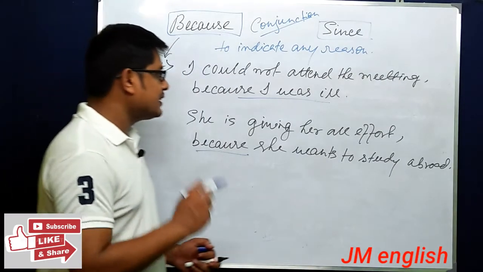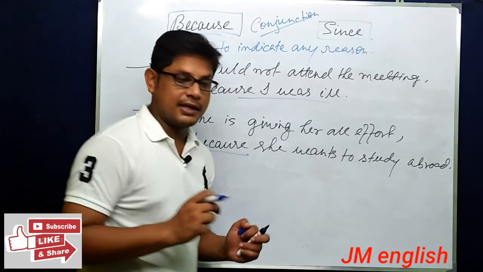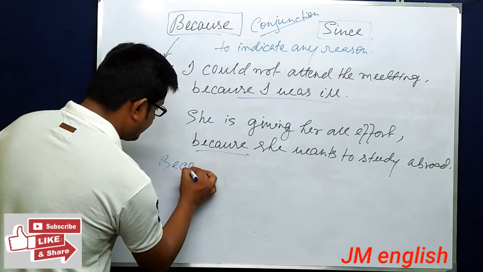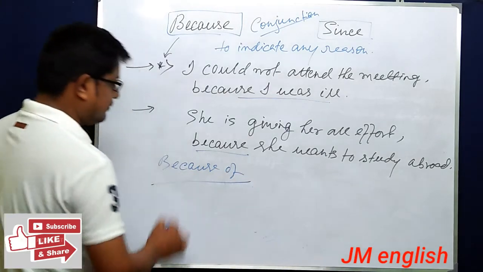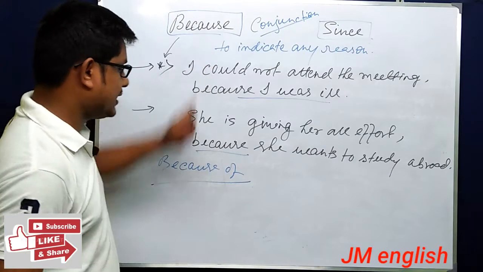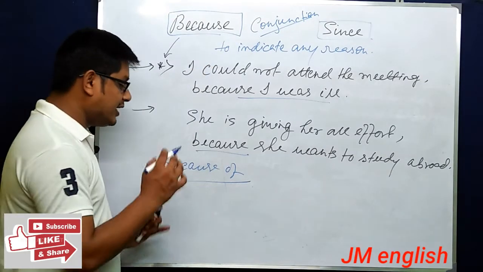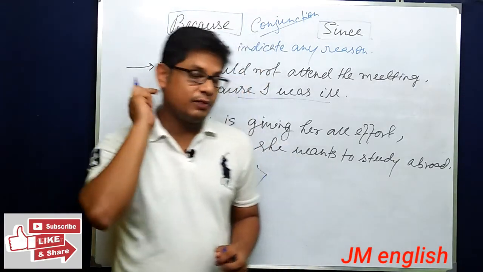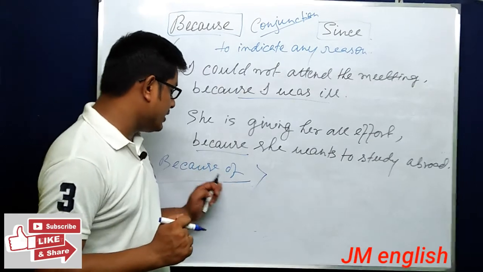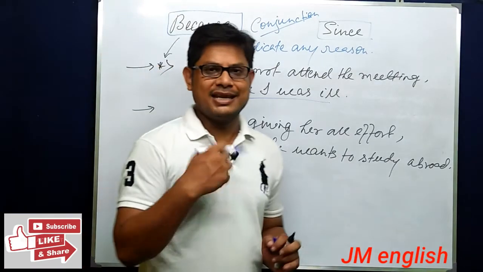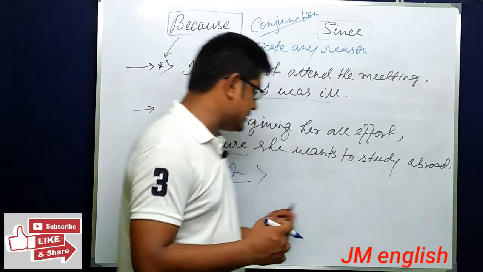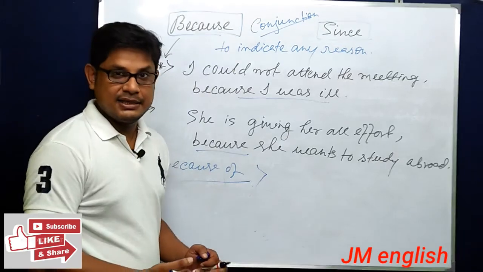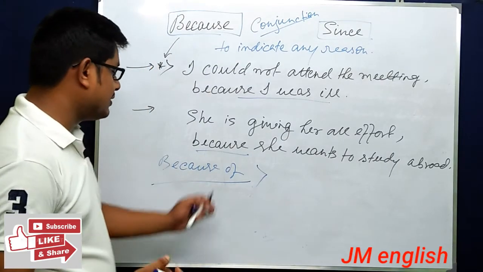Okay, see, another thing you can use in the place of because is because of. This is also used in the place of because, and it means the same. Whenever you use because of, you have to keep one thing very importantly in your mind. Whenever you use because of, you have to use a noun or a verb after it. If you use a verb after because of, then use verb plus ing. But if you use a noun, then you can simply use because of.